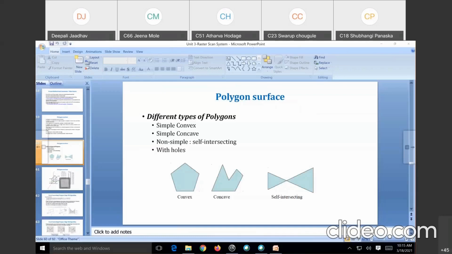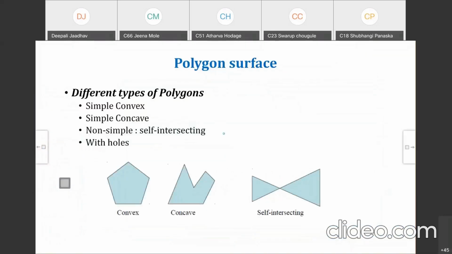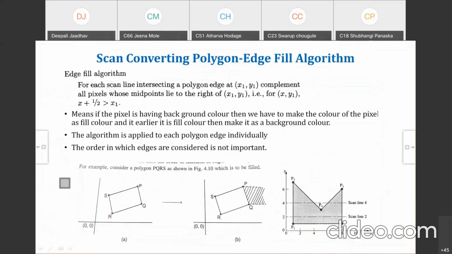Next, to start with the algorithms for how to fill the polygon, there are mainly 3 types of algorithms that we are going to see here. The first is the edge fill algorithm, the second is the fence fill algorithm, and the third is the edge flag algorithm. We are going to see how to fill the polygon using the edges. All these algorithms are known as edge fill algorithms. So three algorithms we are going to see here.